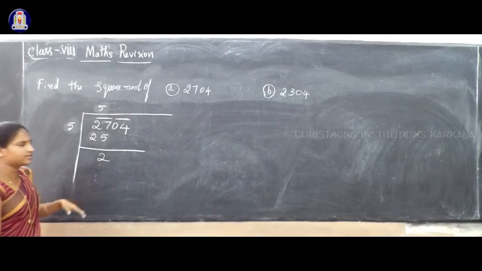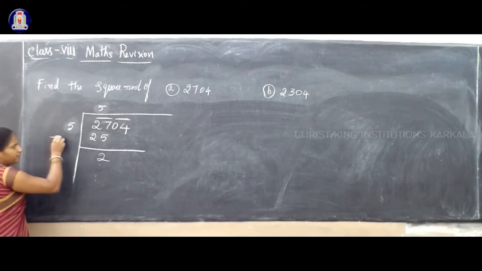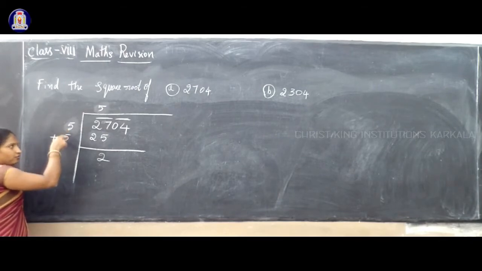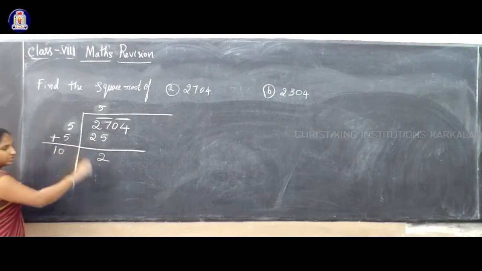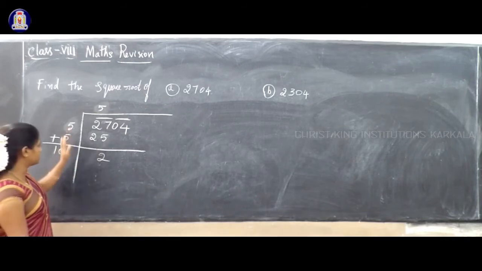The next step, what we have to do? Same number you have to add. So 5 is here. So 5 plus 5 is 10. Is it correct? Yes. So 5 plus 5 is 10.